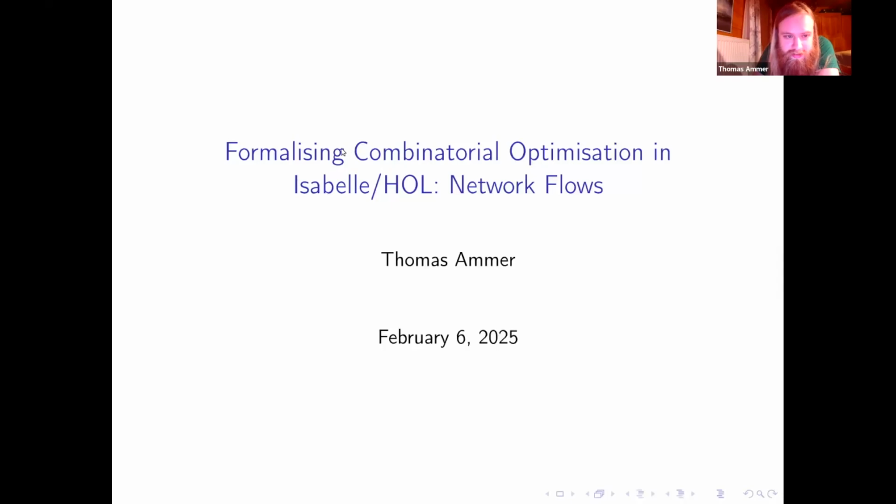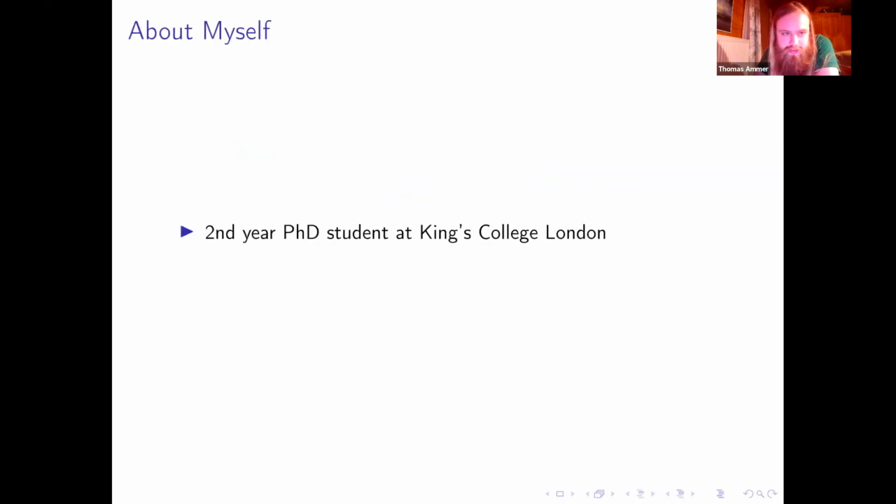Yeah, my name is Thomas Ammer, and today we'll talk about the formalization of combinatorial optimization in the Isabelle HOL proof assistant, or to be more specific, I will talk about the formalization of so-called network flows. So just a remark about myself. I'm a PhD student in computer science in my second year at King's College London.